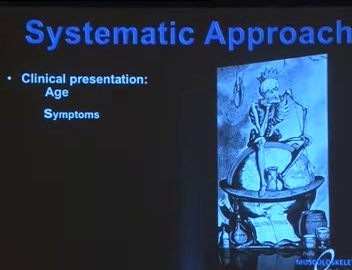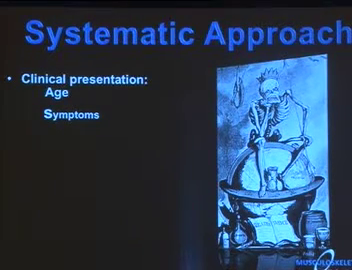So we'll start off with some of the clinical information that's important to know, which is the age. You certainly wouldn't be thinking of a metastatic carcinoma in a 5-year-old, nor would you be thinking about a simple bone cyst in an 80-year-old. So age is very important to analyze in the radiology, and symptoms.